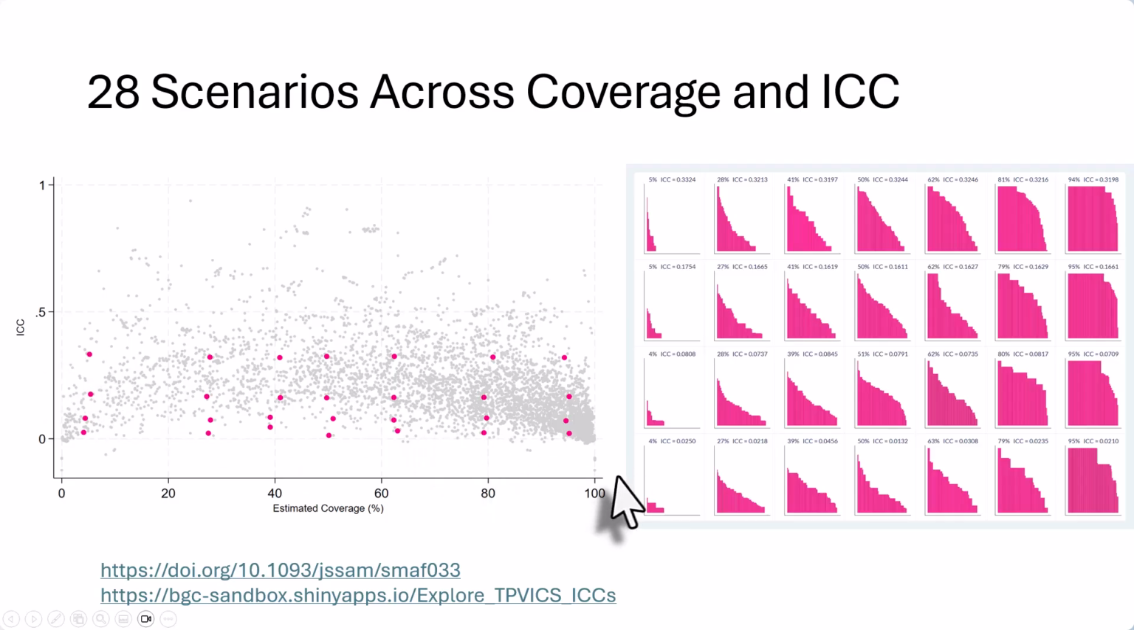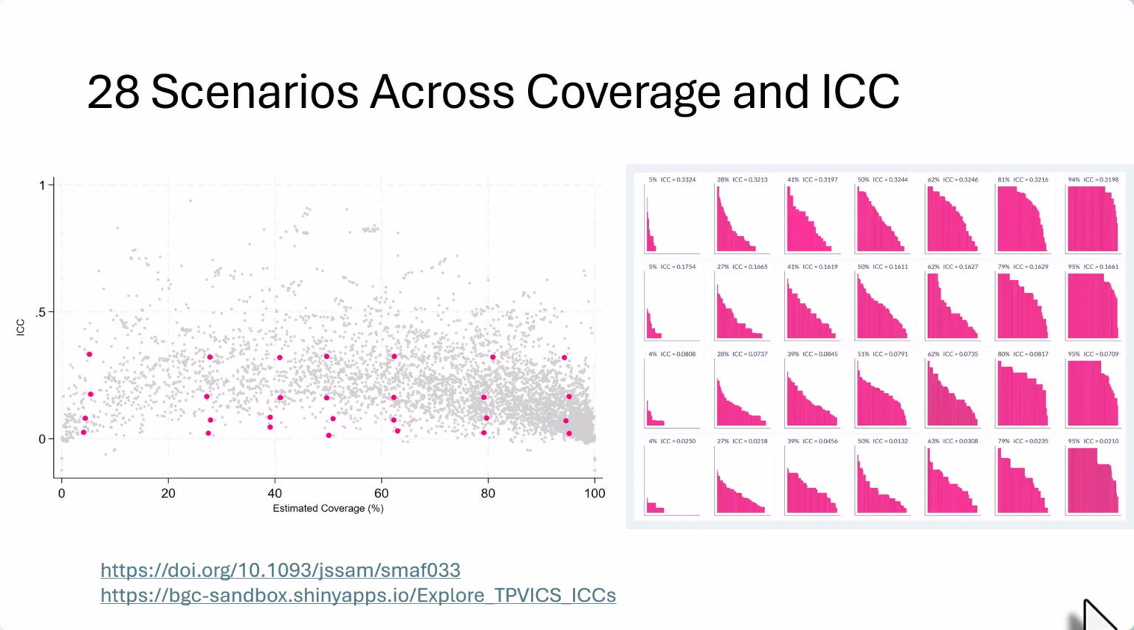I've pulled out the sample from the TPVIX data sets. They look like these. These are the organ pipe plots. So the first four have very low coverage, around 4 or 5%. Then we go up to about 27, 28%, around 40%, 50%, 62 to 63%, 80-ish%, and then 95-ish% of the kids with the outcome of interest.